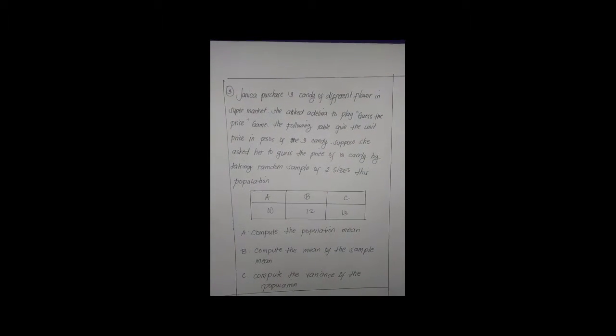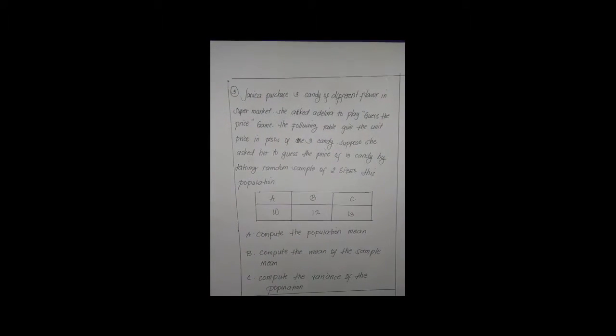So ito yung problem. Janica purchases three candies of different flavors in a supermarket. She asks Adelina to play a guess-the-price game according to the following table. Give the unit price in pesos of the three candies. Suppose she asks her to guess the price of the candies by taking random samples of size three from this population. So this is the table and this is the problem.